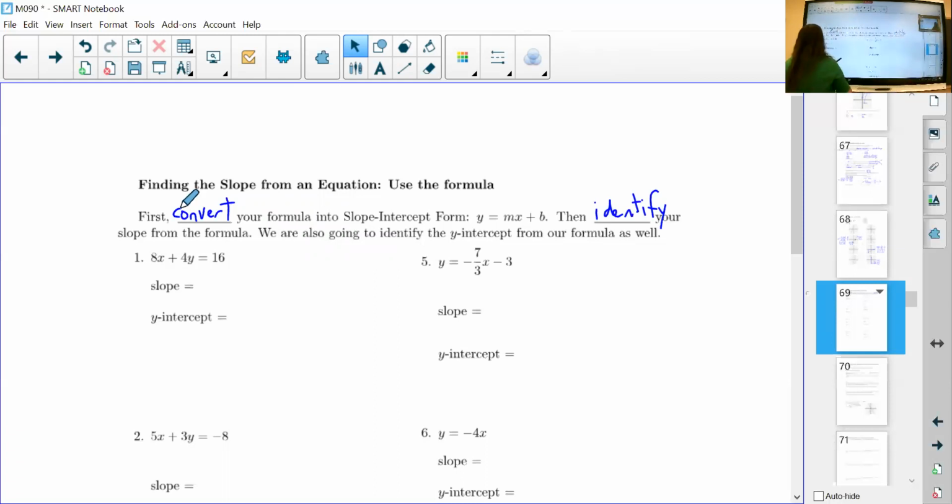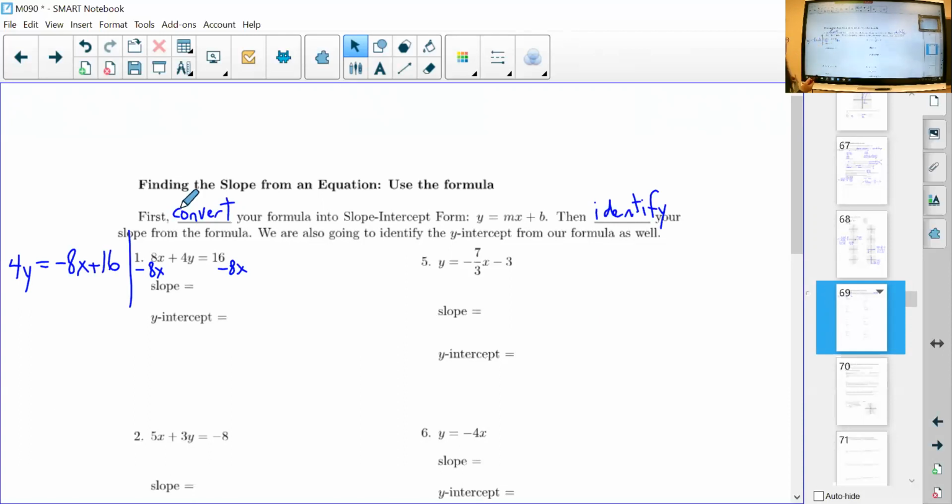So if we have 8x plus 4y equals 16, I'm going to say, well, is that slope-intercept form? Do I have y equals? No. So what can I do? Well, I can subtract 8x from both sides to get the y terms by themselves. Minus 8x, minus 8x. That gives me 4y equals negative 8x plus 16.